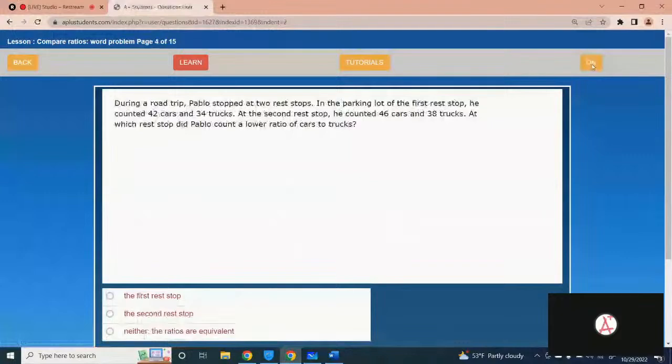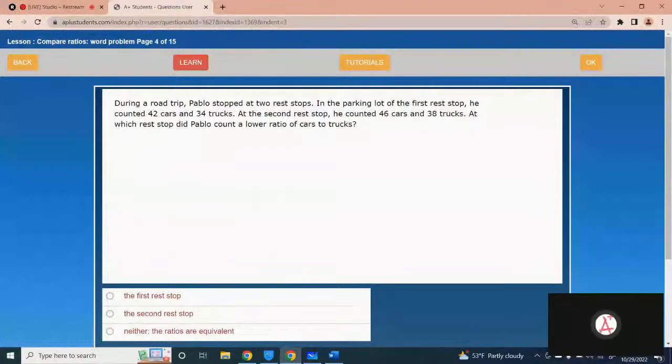Okay, the next one is during a road trip, Pablo stopped at two rest stops. In the parking lot of the first rest stop, he counted 42 cars and 34 trucks. In the second rest stop, he counted 46 cars and 38 trucks. At which rest stop did Pablo count a lower ratio of cars to trucks?